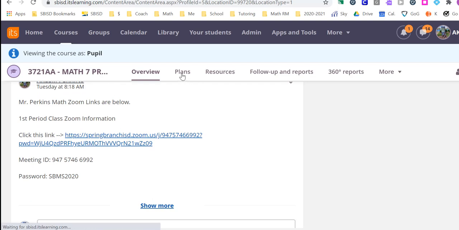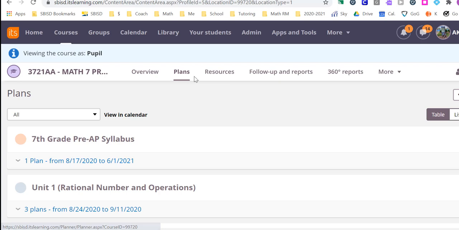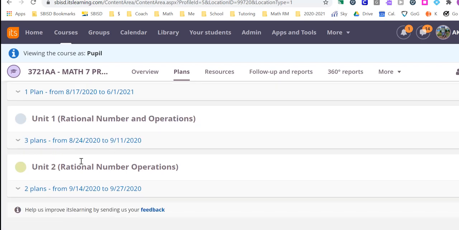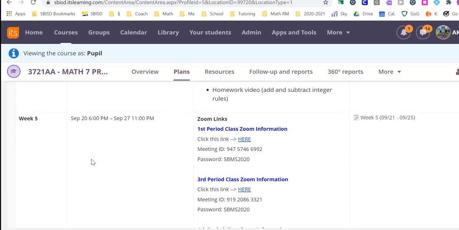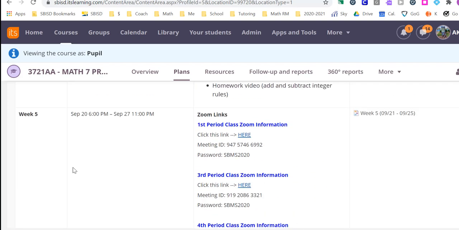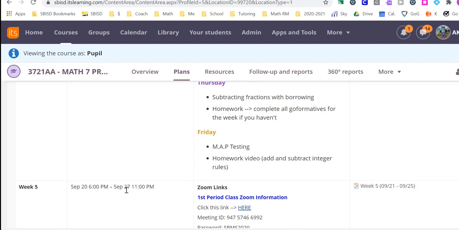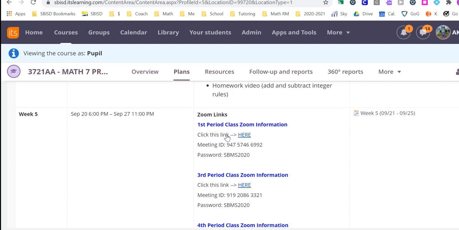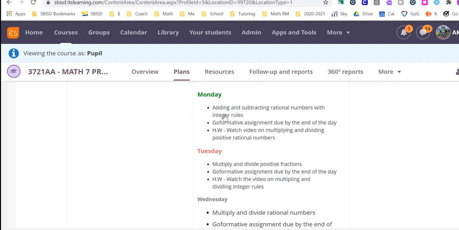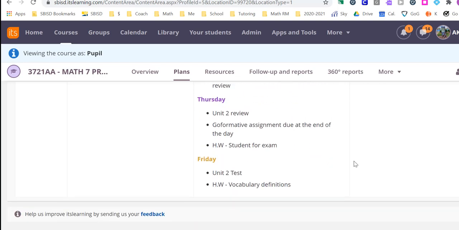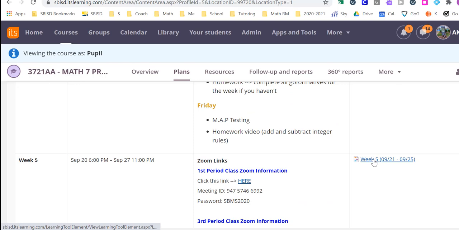students. Now, if you take a look at plans, this is what parents specifically could access, and that lets you know what we're going to be doing for a specific week. So if you look here, you'll see date ranges. Okay? So now I'm going to take a look at week 5, which shows the date from September 20th to September 27th. You'll see here all of our Zoom links for our particular class. You'll see what we're going to do each and every day for that week, as well as a link to go straight to the plans for that week.